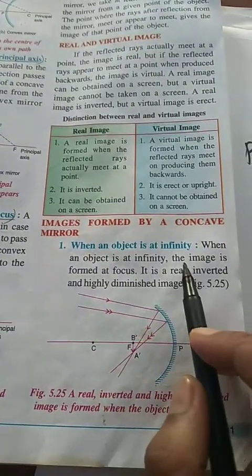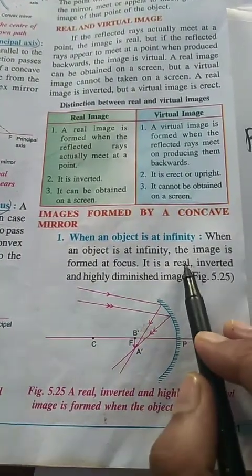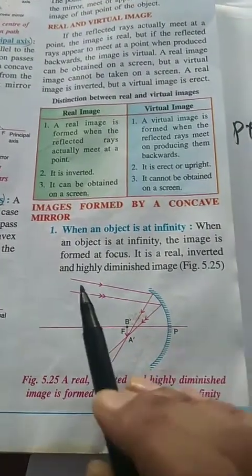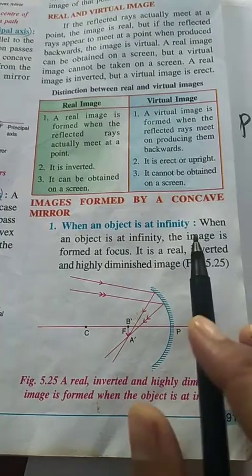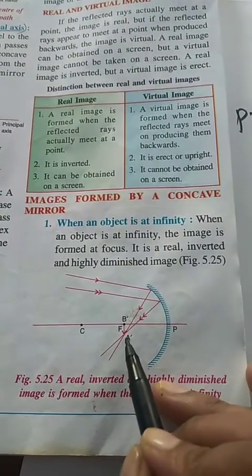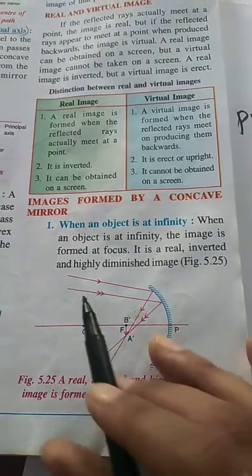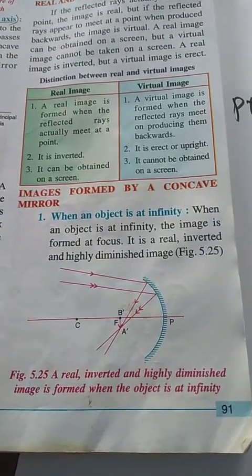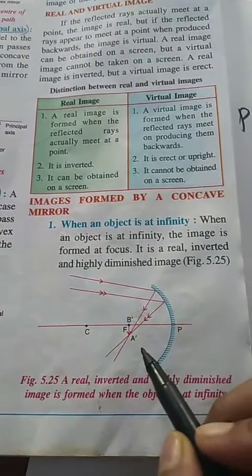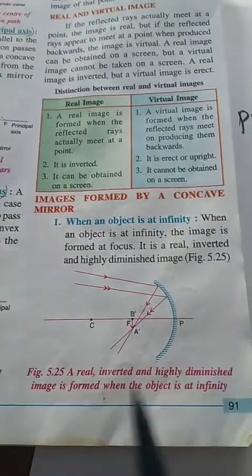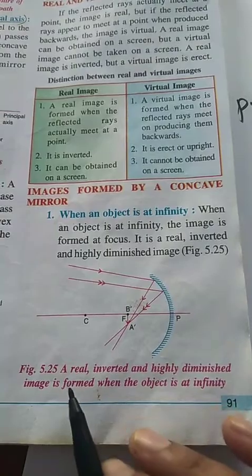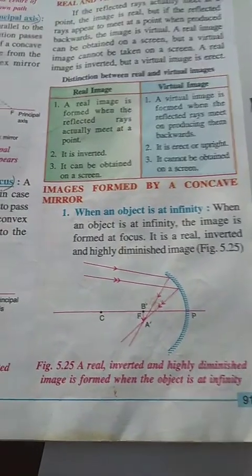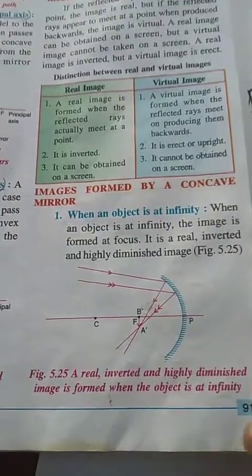In this case, when the object is at infinity, the image is formed at focus. So when the object is at infinity, the image will be formed at focus. Here you can see A dash is the image, and what type of image will we get? We will get a real, inverted and highly diminished image. Students, you have to learn these cases.